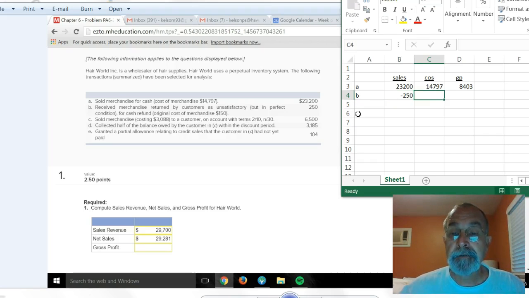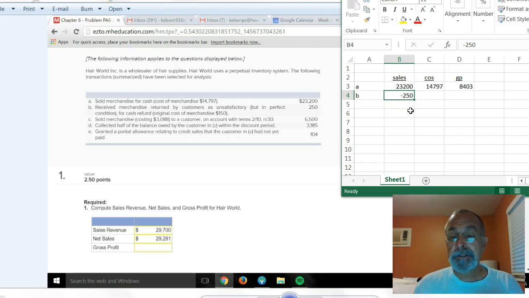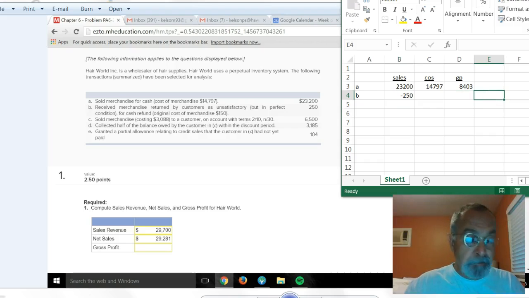but keep in mind that we wouldn't enter this as a deduction to sales. So we wouldn't debit the sales account. Rather, we would debit sales return and allowances. So I'm going to put this out here just to say sale return and allowance, SRA.